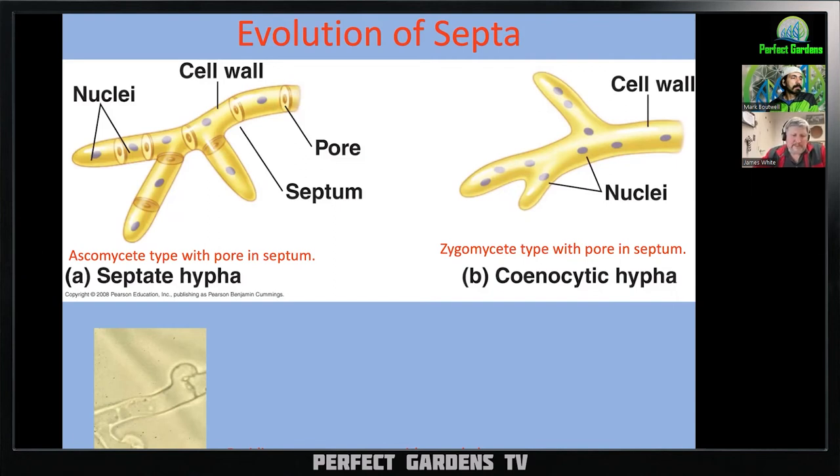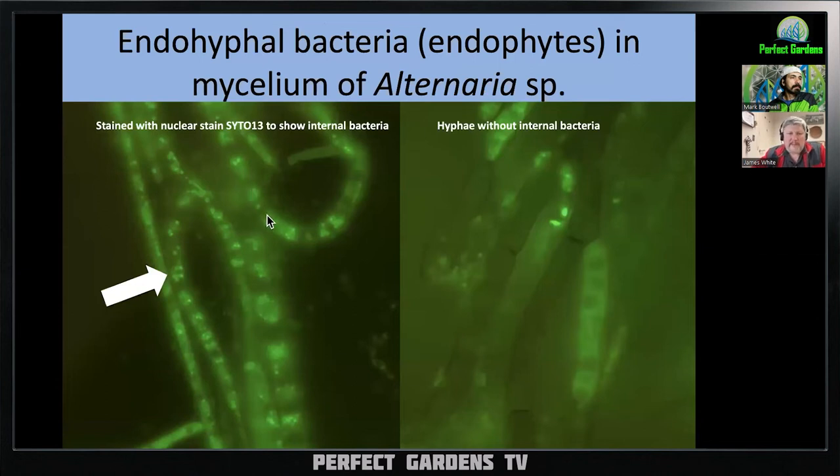I won't talk too much about that, but here actually shows some of these bacteria in fungi. This is a hypha of a fungus called Alternaria, which is a common endophyte. So many of your plants will have it and you won't know it's there, but it's there. And this is fluorescent stain.